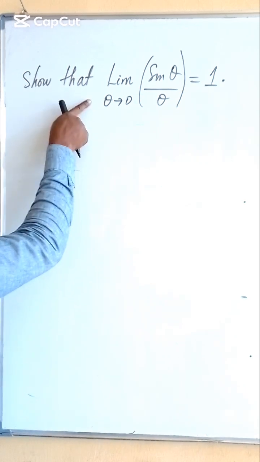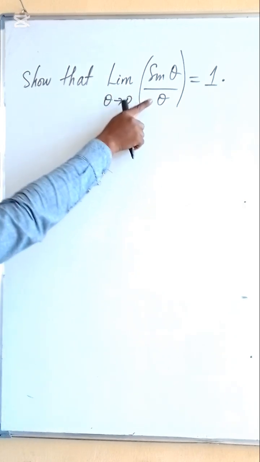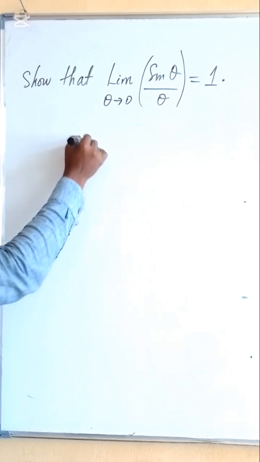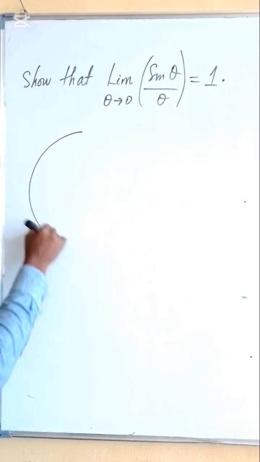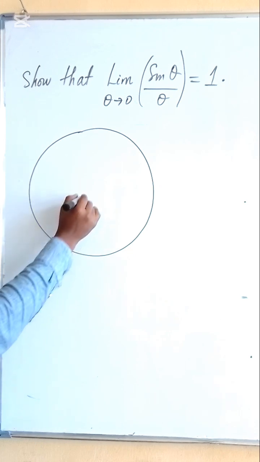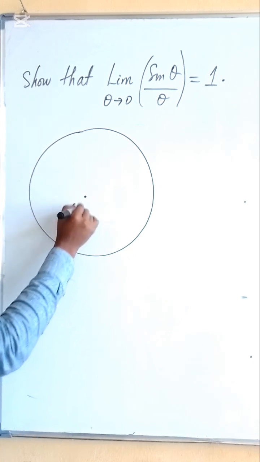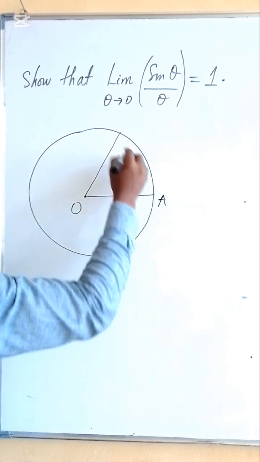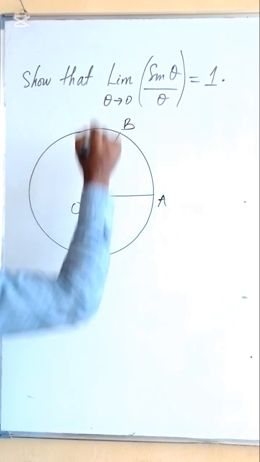Show that the limit of sine theta over theta as theta tends to 0 equals 1. So to do that, the first thing I'm going to do will be to put up a circle. In this circle, my center is O. I'm going to take a radius from O to A and from O to B.